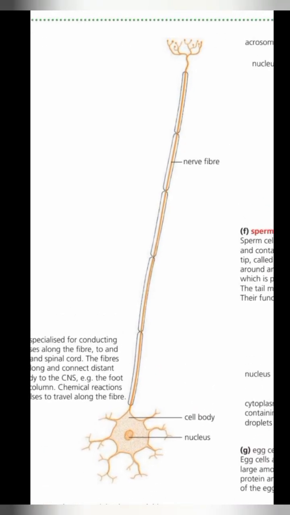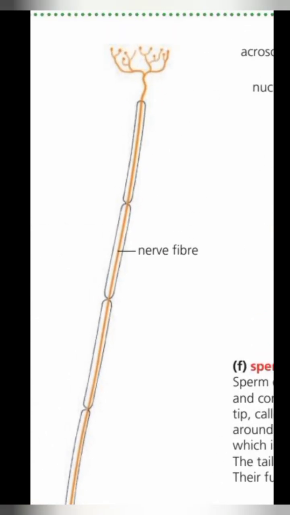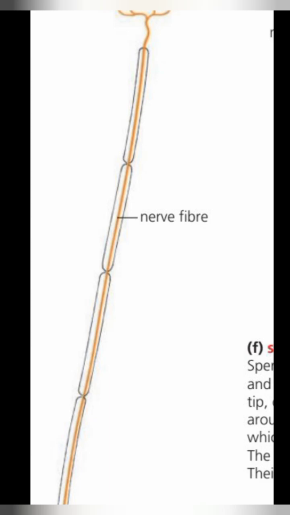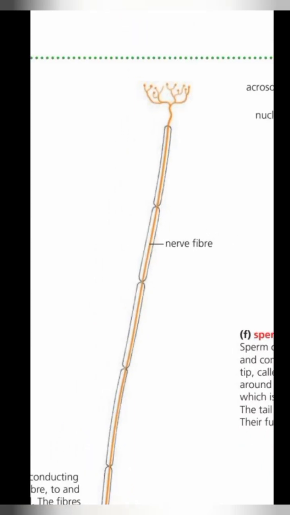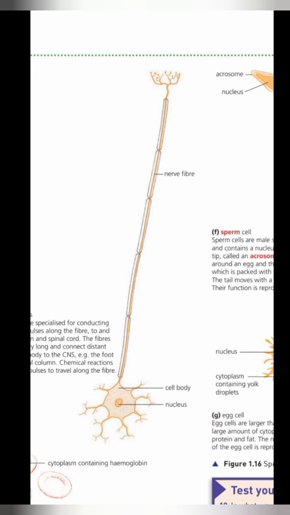It has branched ends. These are the branched ends, this one and this one. Branched ends help to connect with other cells. It is covered with myelin sheath that speeds up the nerve impulse. This covering is known as myelin sheath, that is in black outline. Okay, so these are the basic adaptations of the nerve cells.